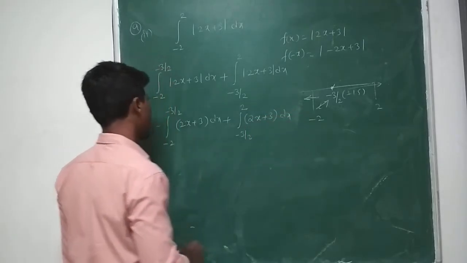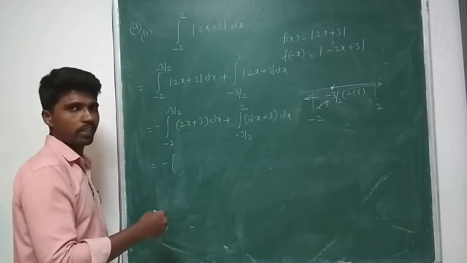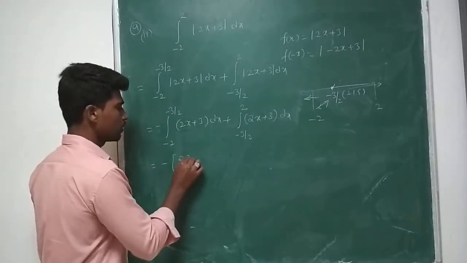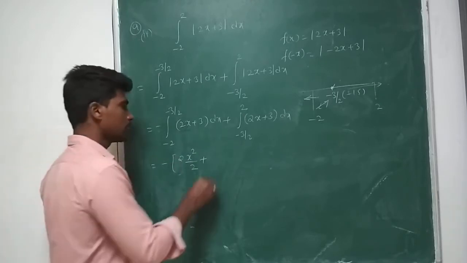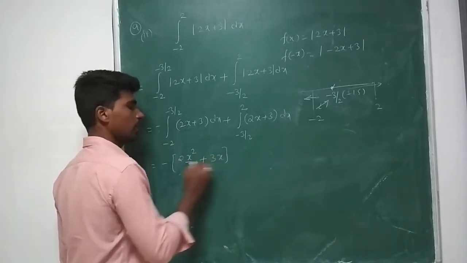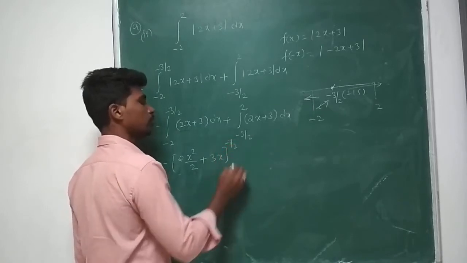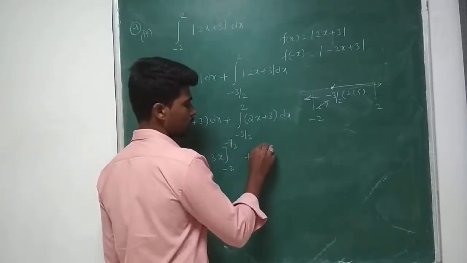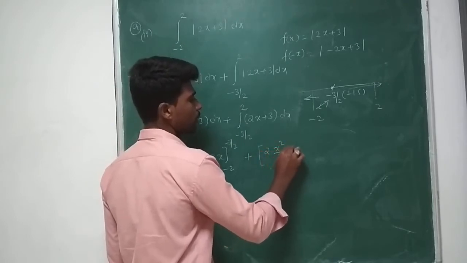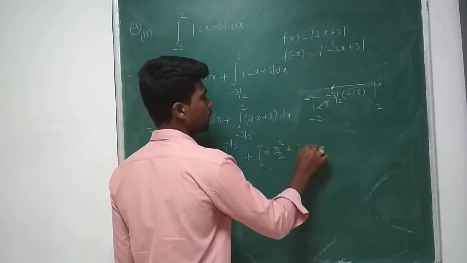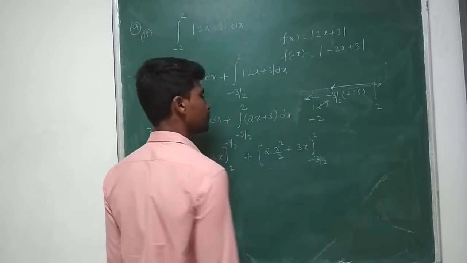So now evaluate this function. Minus of, the integration of 2x is 2 into x square by 2, plus the integration of 3 is 3 into x. The limits are minus 2 to minus 3 by 2. Plus 2x integration is 2 into x square by 2, plus 3 integration is 3x, and the limits are minus 3 by 2 to 2.